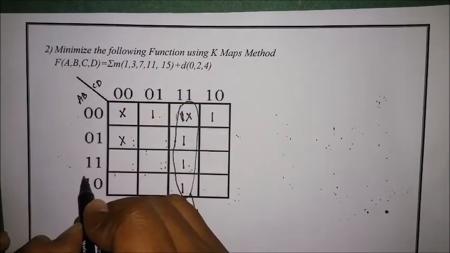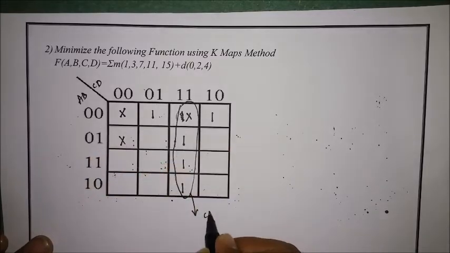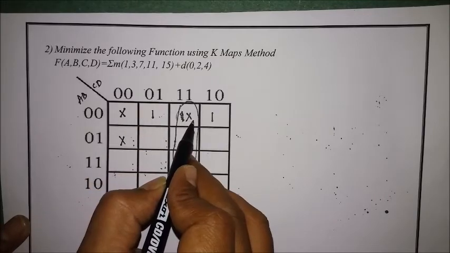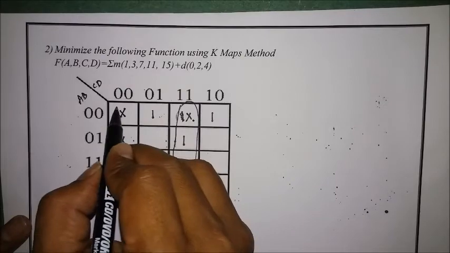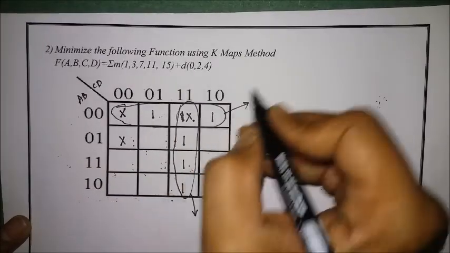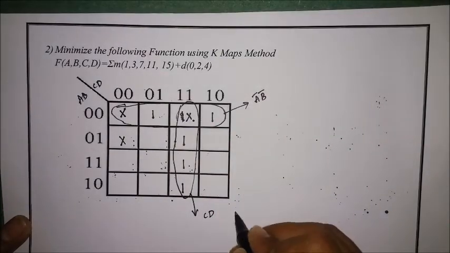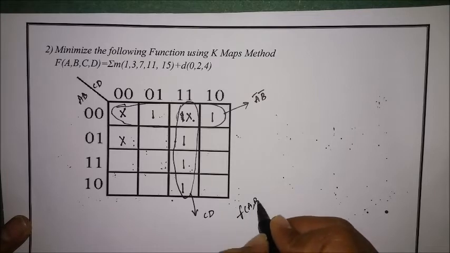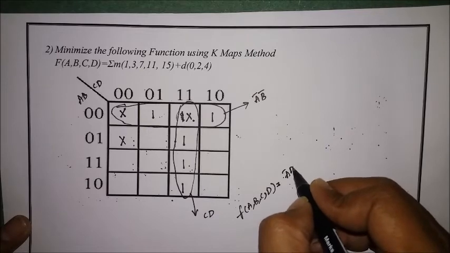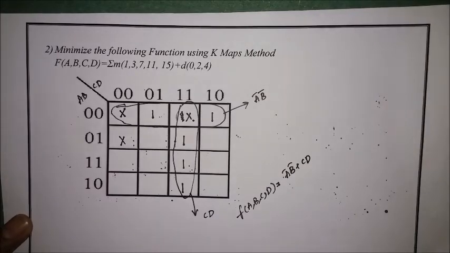Now A value is changing, so A is ignored, B value is changing, B is ignored, and I have C D. And here I am considering this don't care entry as well as this don't care entry to make a maximum grouping. So this is again A bar B bar. My final answer is f of A, B, C, D equals A bar B bar plus C D. This is the final answer for my given question.